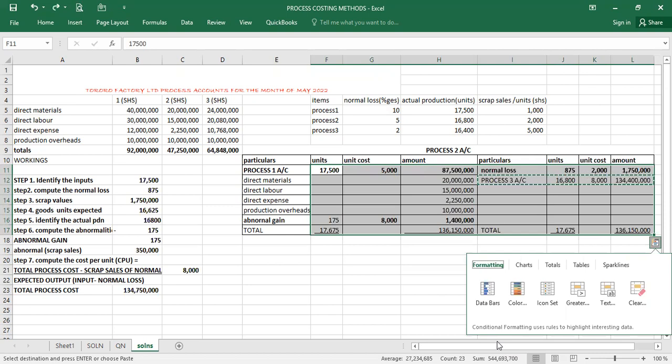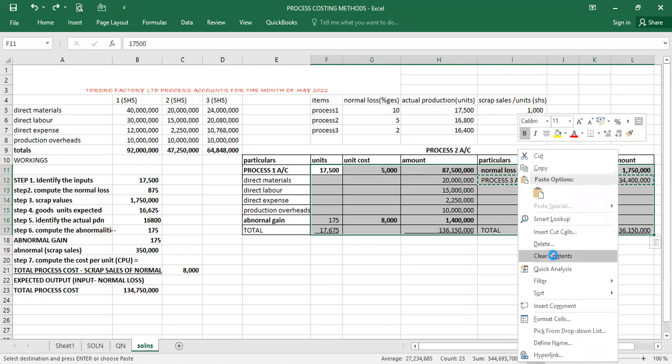That's it. We can now even pick our abnormal gain. Abnormal gain is 350,000, and the units are 175. We can take those ones are enough. We can try to read this.